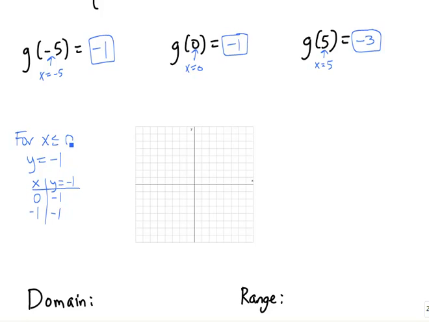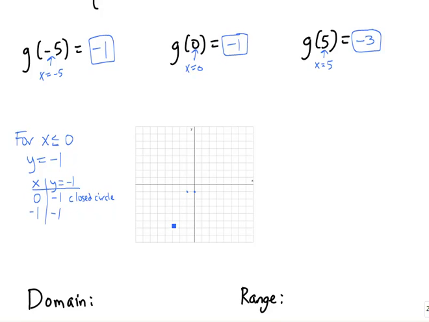Now this first one, 0, remember that had an equal bar in the actual inequality, so that means we get to include this point. So at 0, negative 1, we're going to have a closed circle. So 0, negative 1 would be right here, nice closed circle. Negative 1 would be right here.